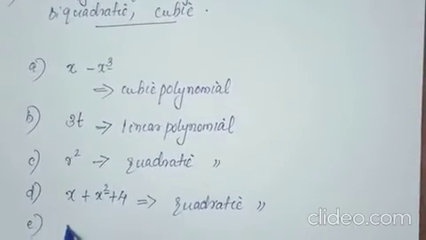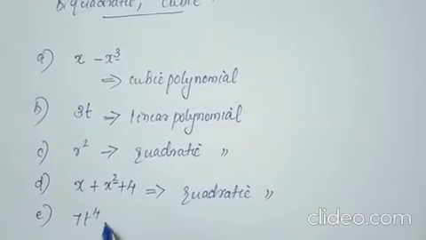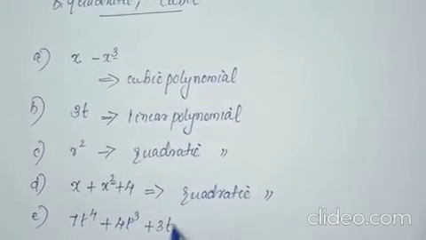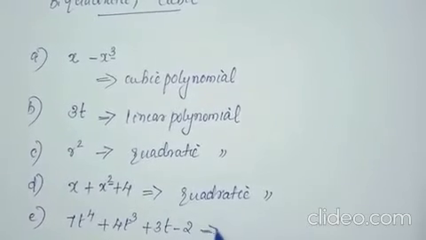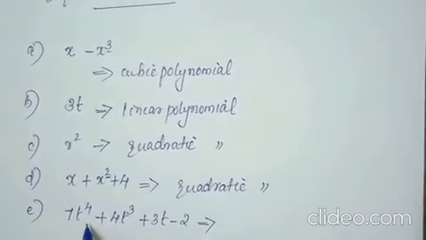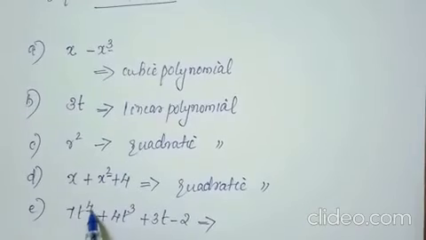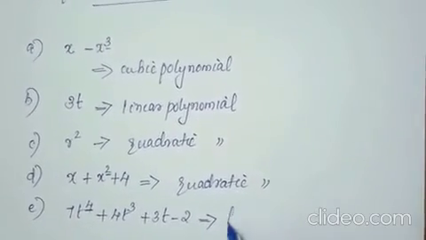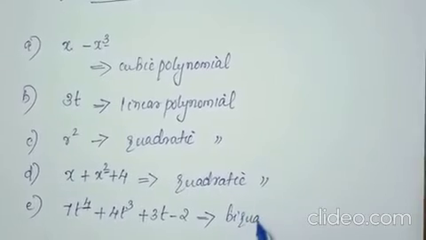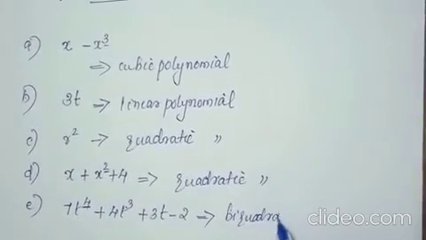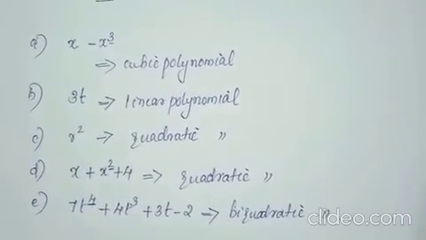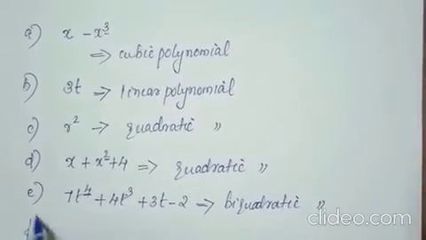And go to the next one, 4t raised to 4 plus 4t cube plus 3t minus 2. In this question, which term has the highest degree? 4t raised to 4. 4 is the highest degree here, so we call it a biquadratic polynomial. Understood? Biquadratic polynomial. So in this way we are finding. Understood? Next one more question.